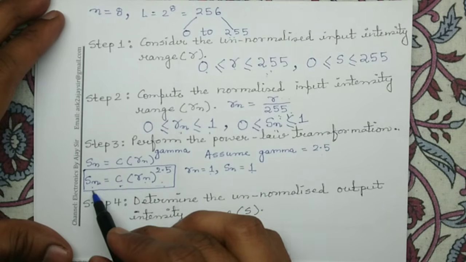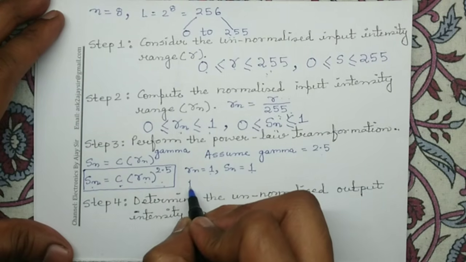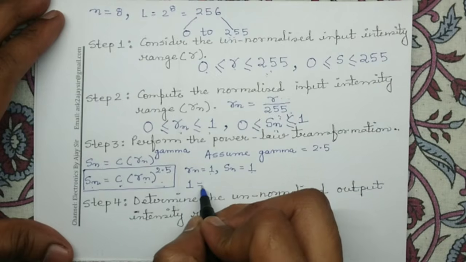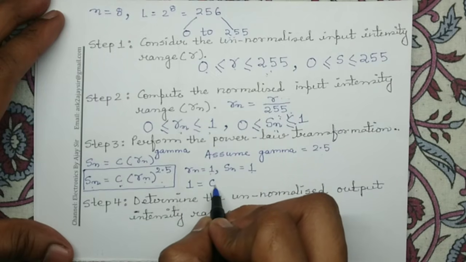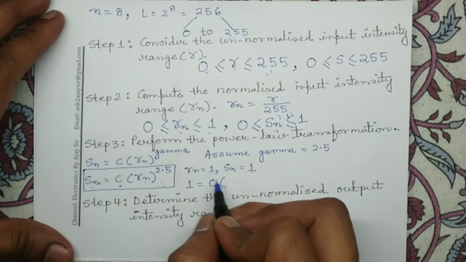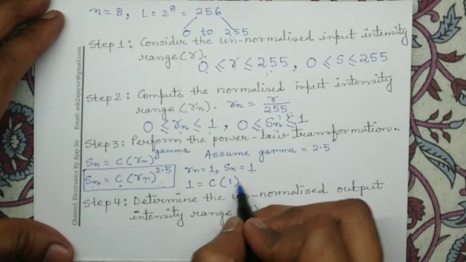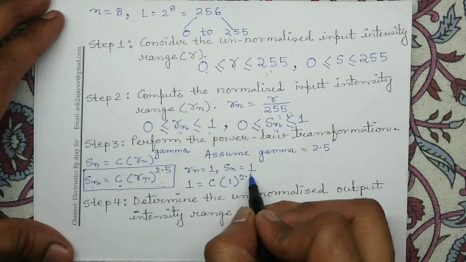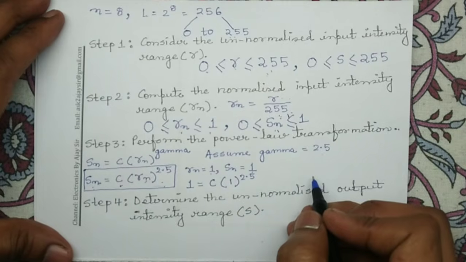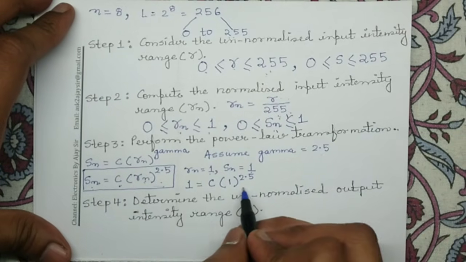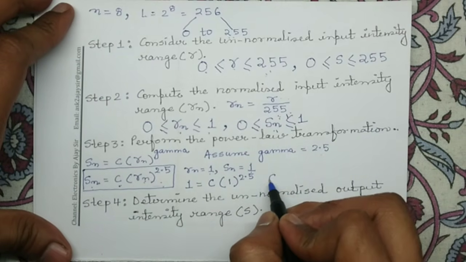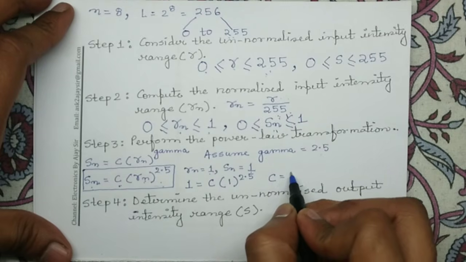So substituting Sn equals 1, the equation becomes Sn equals 1 equals C into, in place of Rn I will substitute 1, so 1 into 1 to the power 2.5. If you solve this expression, you will get the value of constant C, it is equal to 1.